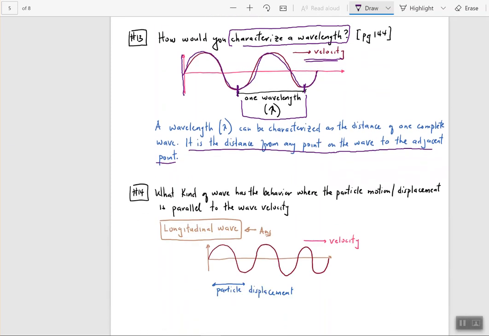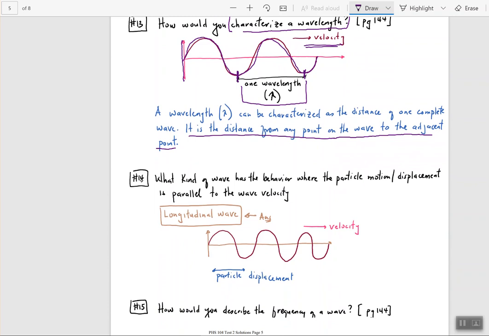So picking back up from number 13, I want to go into number 14. What kind of wave has a behavior where the particle motion is parallel to the wave velocity? So again, this is the actual velocity, or propagation, of our wave. And the particle displacement is going to be parallel to the velocity of the propagation of that particular wave. So that's going to be a longitudinal wave.